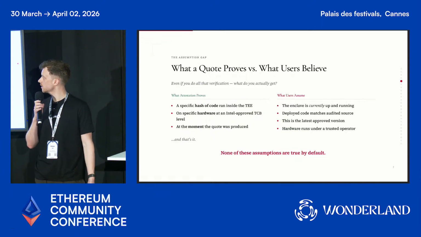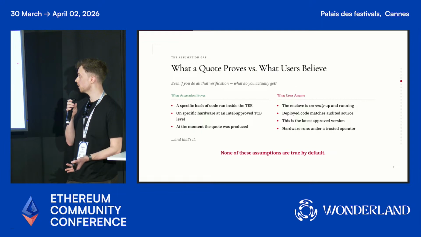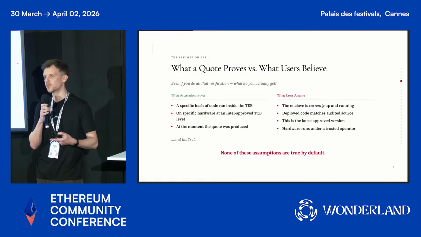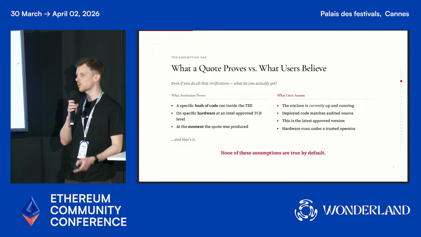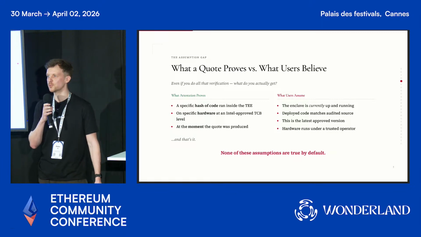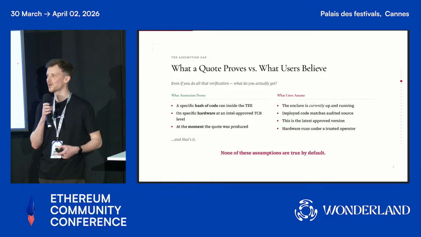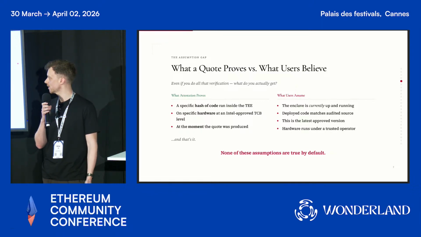In essence, the attestation provides us three things. It provides that a specific hash of code was run inside a specific enclave. It also tells us that the enclave or hardware is deemed secure, whatever that means, by the hardware provider, and that this held at the moment when the quote was produced. On the other side, what users assume, or are even led to assume by projects using these, is that this automatically means the application is safe, that it has no bugs, that it's actually running the version that it says it's running, and similar.